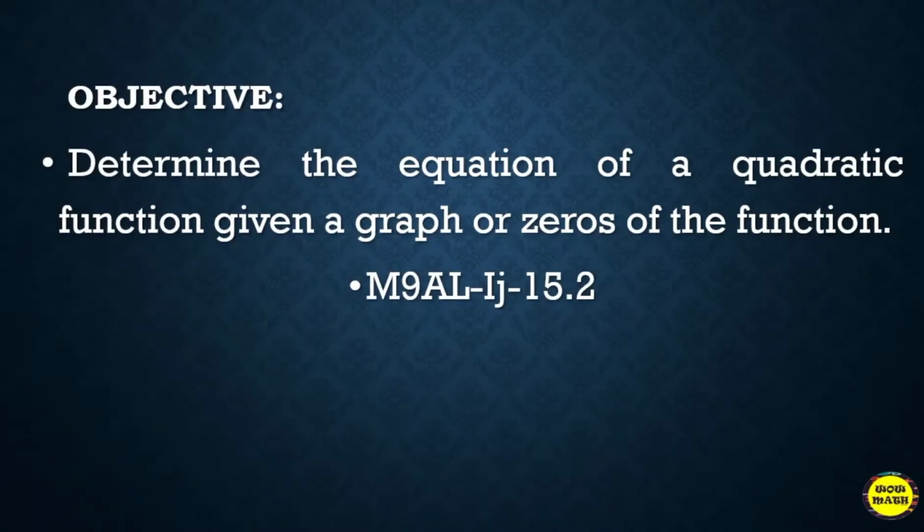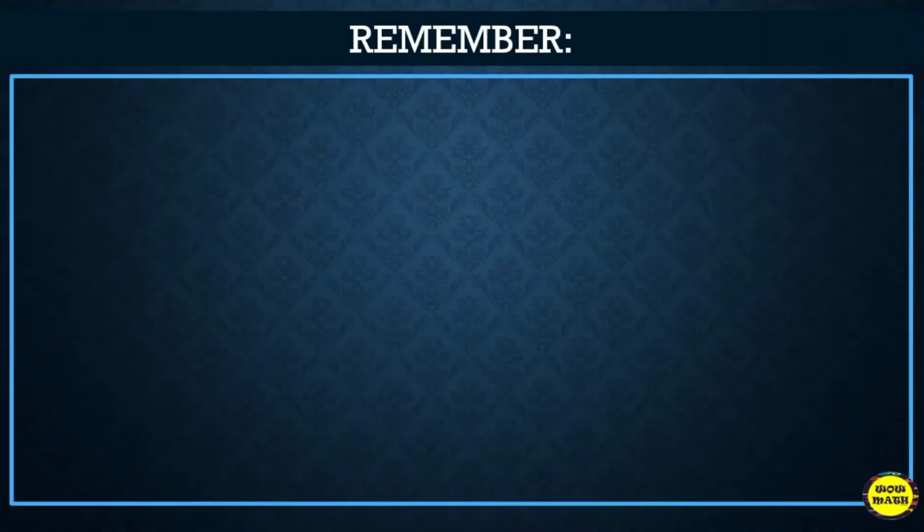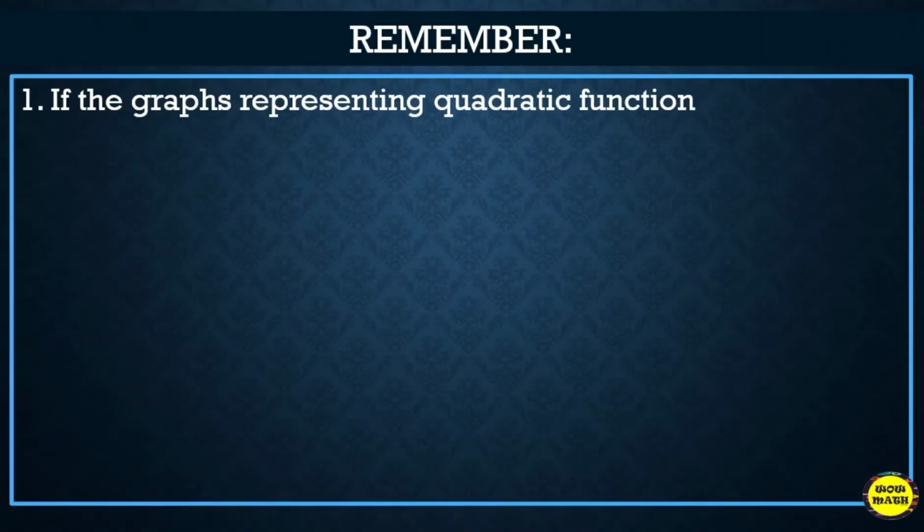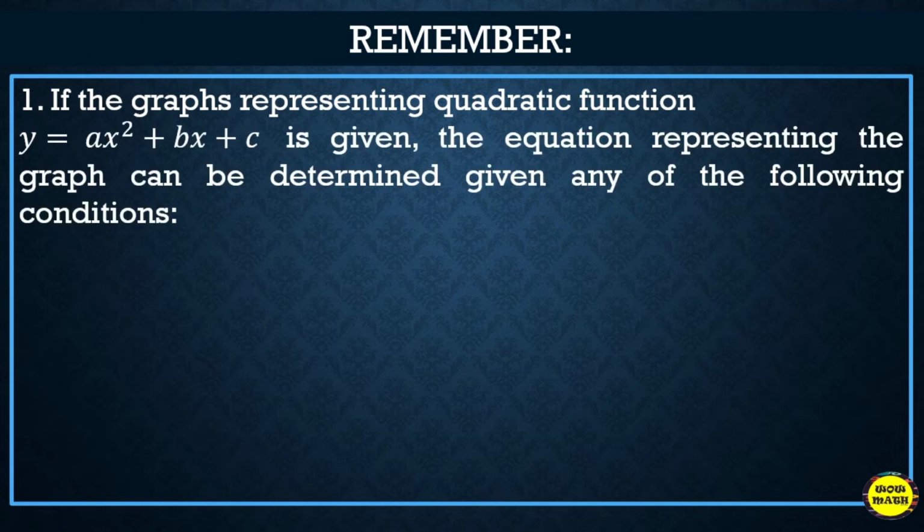Our objective is to determine the equation of a quadratic function given a graph or zeros of the function. Please remember, if the graph representing quadratic function y is equal to ax squared plus bx plus c is given, the equation representing the graph can be determined given any of the following conditions.